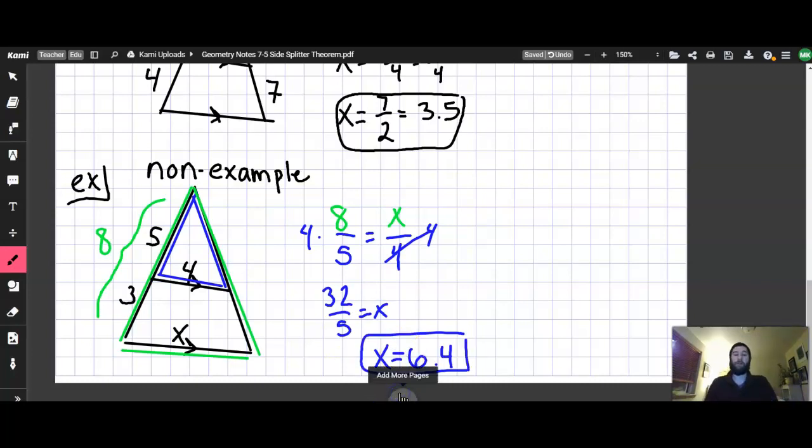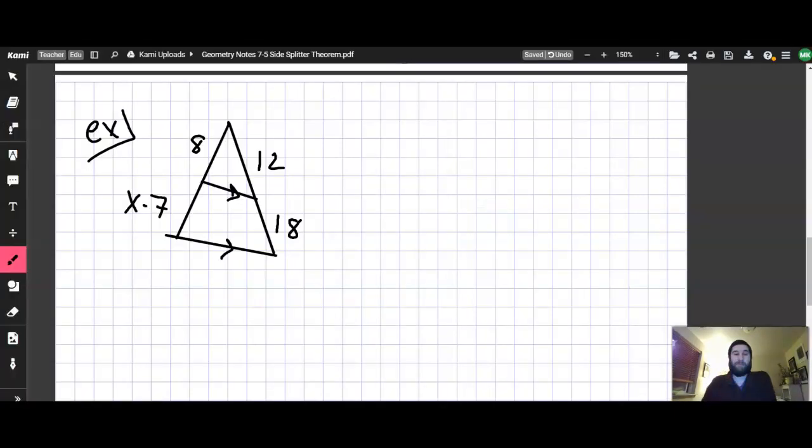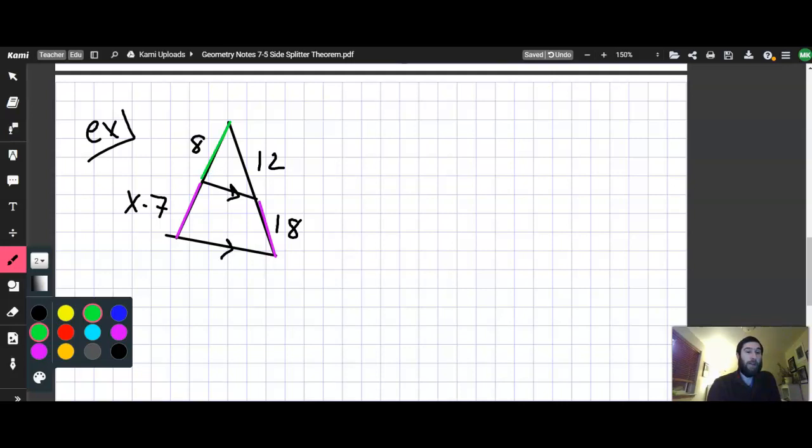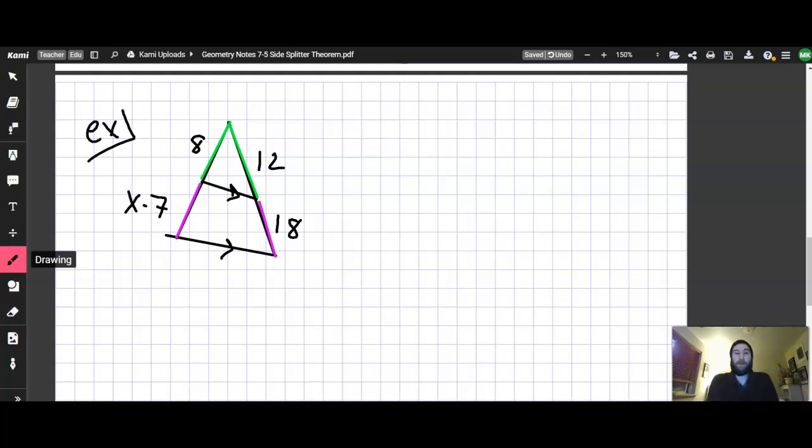All right, let's take a look at another example here. All right, ladies and gentlemen, so this example is an example of the side splitter theorem, and the way we know is because of the fact that we have a parallel line intersecting our two sides, breaking them up into proportional parts. And so we get to set this up any way we like. I'm going to choose, because I am a free agent in the world, to match up the x minus 7 and the 18 together, and to match up the 8 and the 12 together. And by doing that, I'm going to be able to make my fractions.